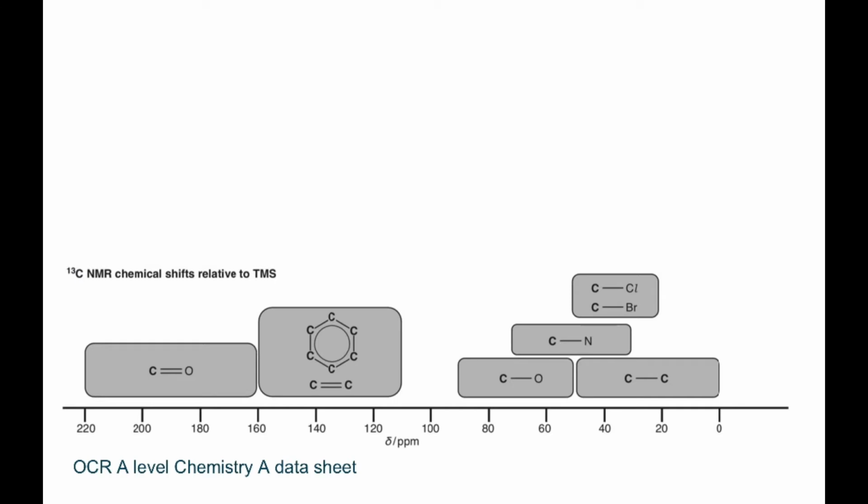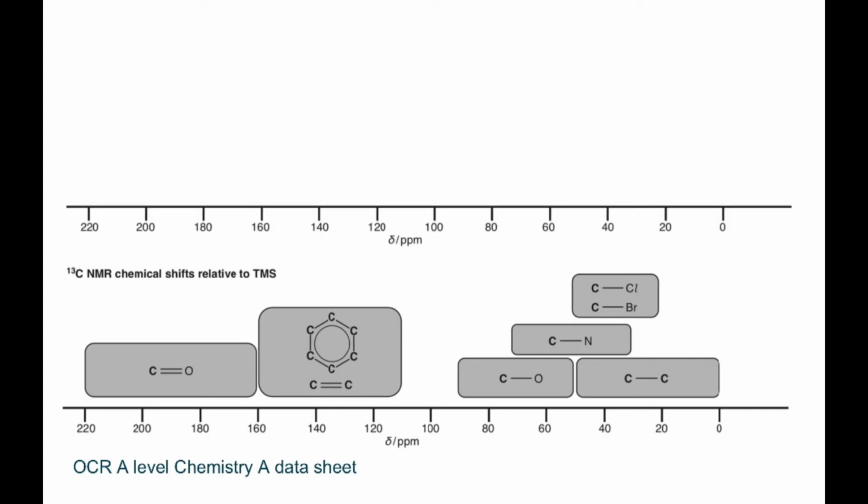When you're looking at the data sheet, you have to be able to interpret the spectrum. We're going to start with carbon NMR first, and I'm using the OCR A-level chemistry A data sheet. Now, you're never given just an NMR in isolation. You're always given some other information as well. So we're going to look at the NMR of the molecule with molecular formula C3H6O.